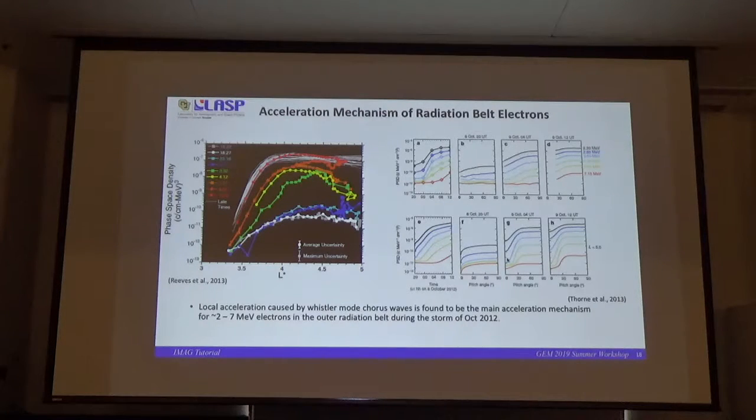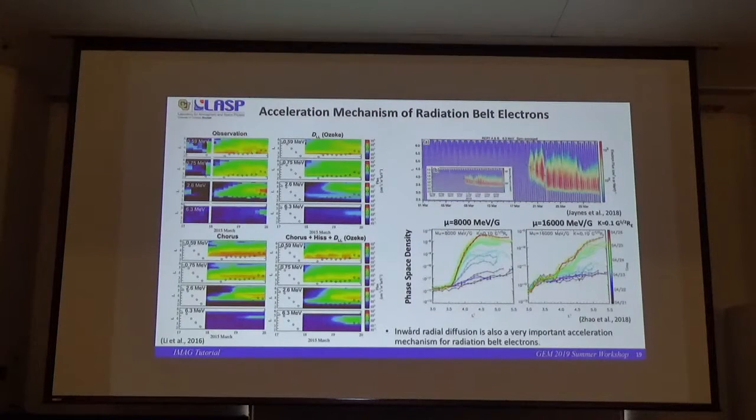Further, Thorne et al. in 2013, using a two-dimensional model and a data-driven global chorus wave model, well reproduced the results during the same event. They show that by using chorus wave acceleration only, they can well reproduce a 2 to 7 MeV electron flux enhancement in the outer belt during this event. So both studies suggest that local acceleration is a very important acceleration mechanism for these multi-MeV electrons during this storm.